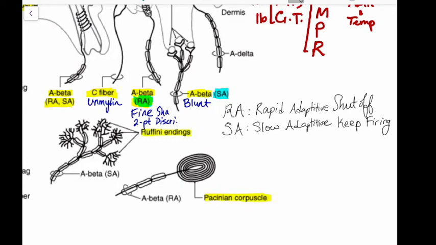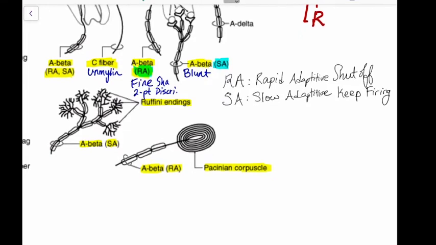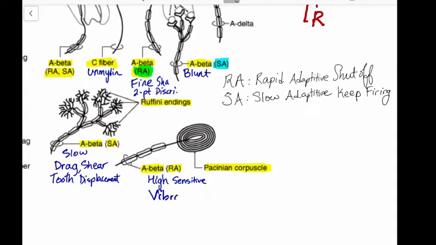and Pacinian corpuscles. So Ruffini endings are A beta, they're slow, whereas Pacinian corpuscles are also A beta, but they're fast, rapidly adapting. Once again, it will make sense if you try to understand the SA and RA. So if you have slow adapting Ruffini endings, they're mostly for some type of drag, shear, tooth displacement in dentistry. So slow movement. Whereas A beta rapidly adapting are very highly sensitive to vibration and pressure.